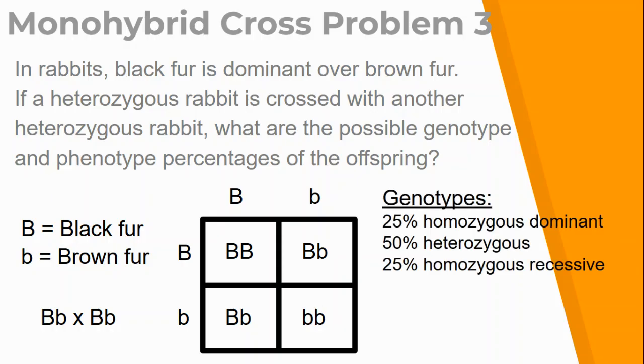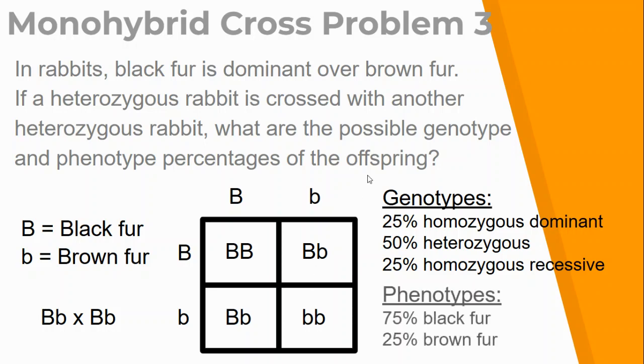For the phenotypes, we count how many boxes have a capital B in them. I see 3 out of the 4. So 3 out of the 4 will have black fur, and the other 1 will have brown. 3 out of 4 is 75%. So you should say that there's a 75% chance the babies will have black fur, and the other 25% chance is for brown fur. So that's it for monohybrid crosses.